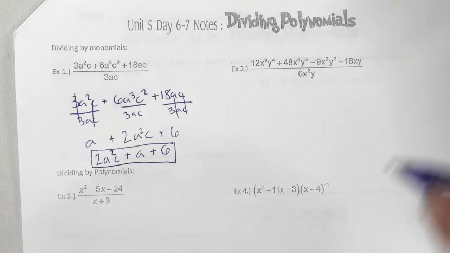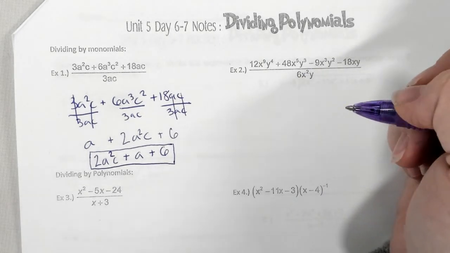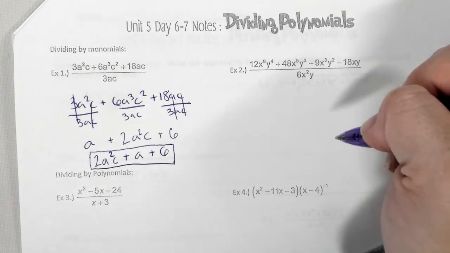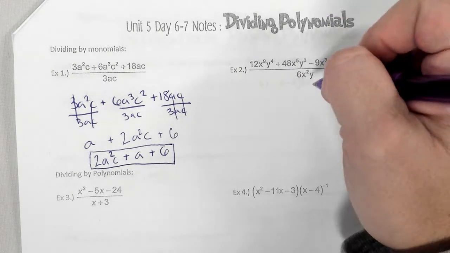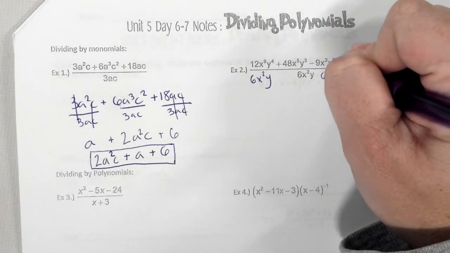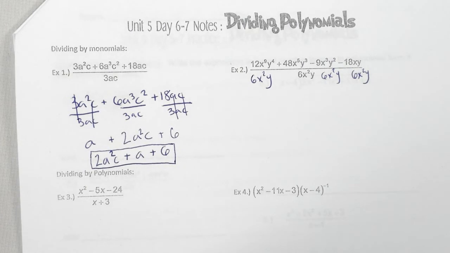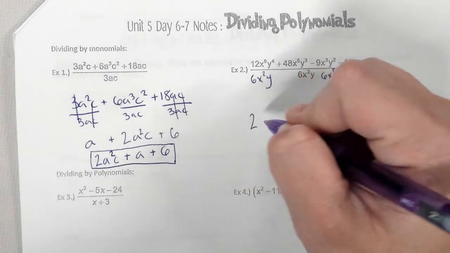Okay, hello. So we're going to do the exact same thing here. However, if you want to be a little lazy and not rewrite it every time, you can literally just rewrite your denominator for each term. It's not quite centered right here, but it is what it is. What's 12 divided by 6? 2. And what am I left with after that?